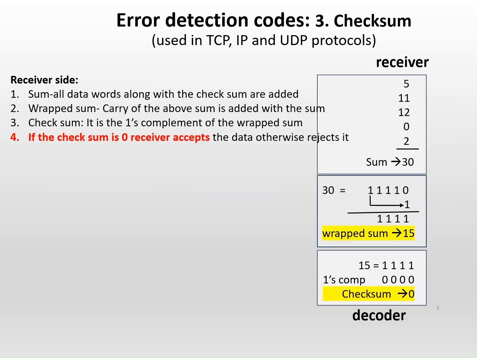And the receiver side steps are: it is again doing all the sums along with the checksum, and then it is also creating a wrapped sum just like the sender did, and then it is also taking the one's complement and checking whether the checksum is 0 or not. If the checksum is 0, the receiver accepts the data, otherwise it will reject it.